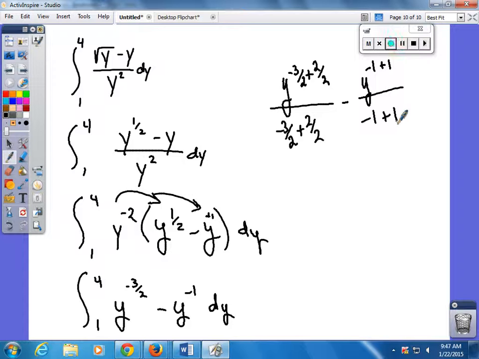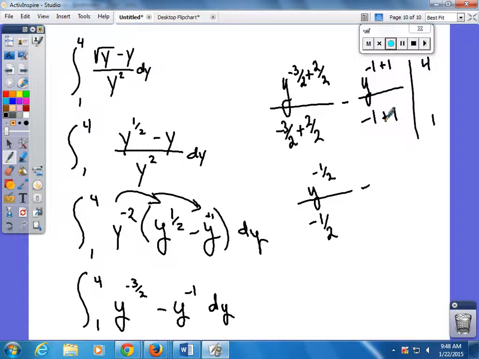Is that right? Okay. Evaluated at 4 and 1. So now we've got to simplify all that mess. What's negative 3/2 plus 2/2? Negative 1/2, over negative 1/2, minus y to the negative 1 plus 1, y to the 0, is what? 1 over what?